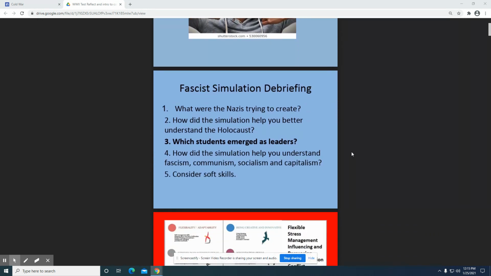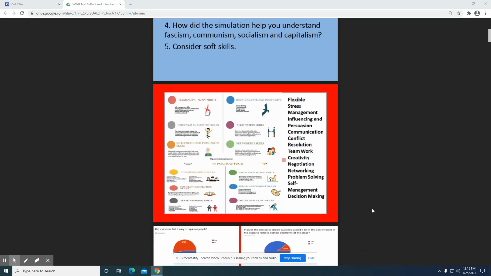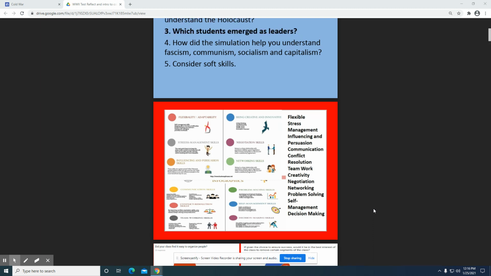You should have completed a Google form, and just to think about some of the soft skills that emerge as a result of trying to coordinate various students with various agendas, skills, and so on. So you want to think about some of those soft skills and how the World War II simulation maybe helped you better understand, helped you kind of figure out some of your strengths and weaknesses.